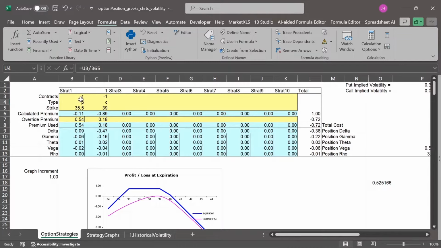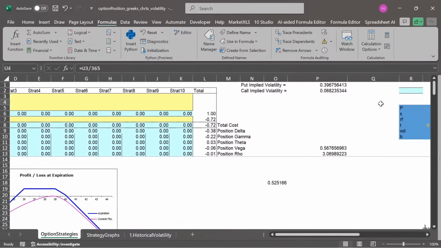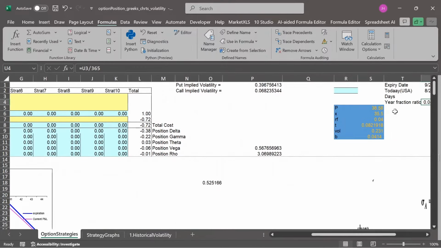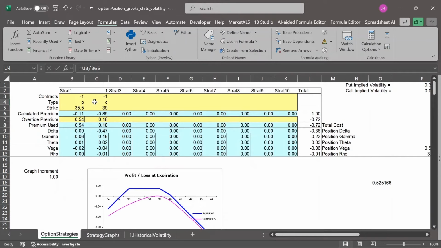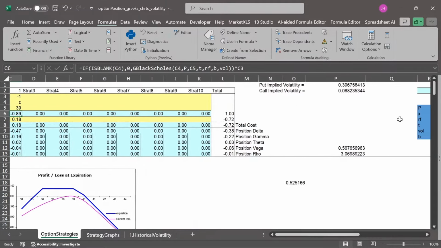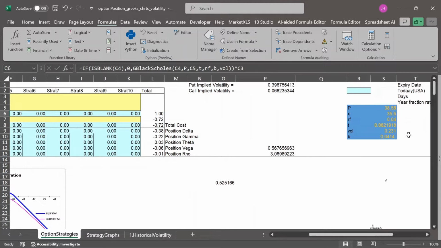Anyway, it's a strangle. We've sold a call for 39, sold a put for 35.5. The price at that time was 38.58, and you can see that the Black-Scholes figure is way off in its calculations of the price, using the historical volatility of 23%, which I didn't actually use an accurate historical volatility.